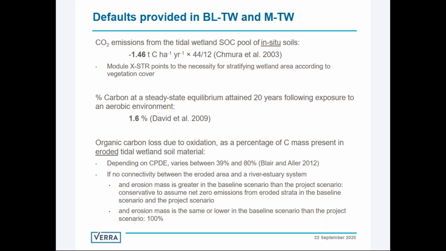Now, there are a number of factors. We provide a number of default values here depending upon the environment that the carbon ends up in. There are some areas of good carbon preservation where you might assume only 39% of the carbon that's released from the wetland goes back to the atmosphere, and other settings where 80% of the carbon might go back to the atmosphere. Now, in areas which are isolated from an eroding system, and the carbon remains in the sediments, it just drowns out, you can assume 100% of that carbon remains stored. Next slide, please.